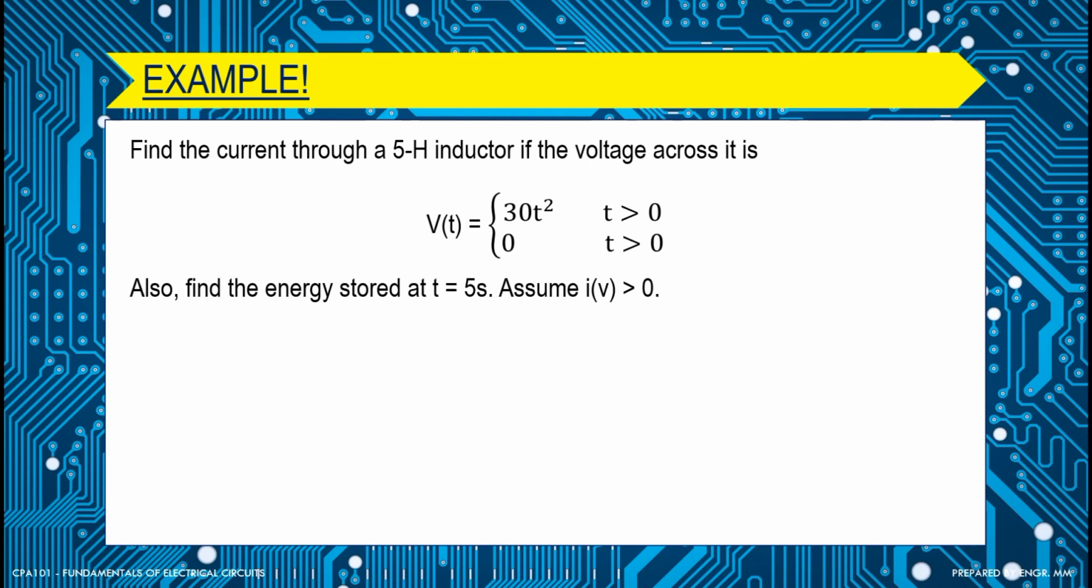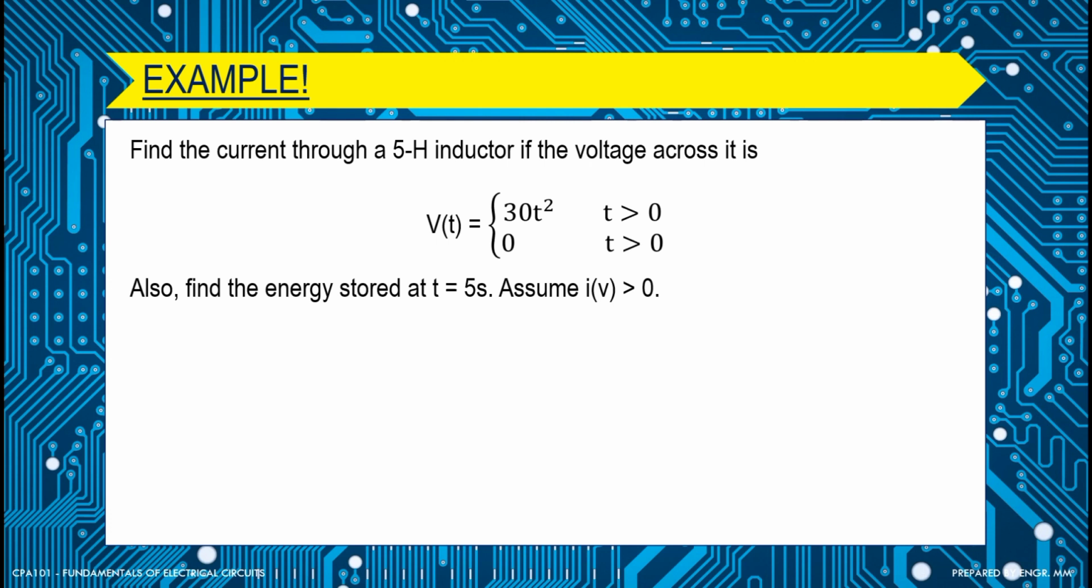Another example: find the current through a 5 Henry inductor if the voltage across it is v(t) equal to 30t² if the time is greater than 0, and 0 if t is less than 0. Then find the energy stored at t equal to 5 seconds. Assume i(0) is 0.